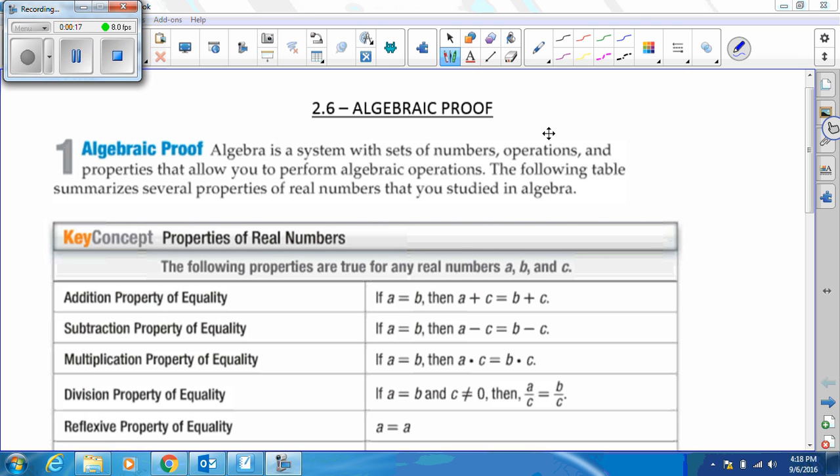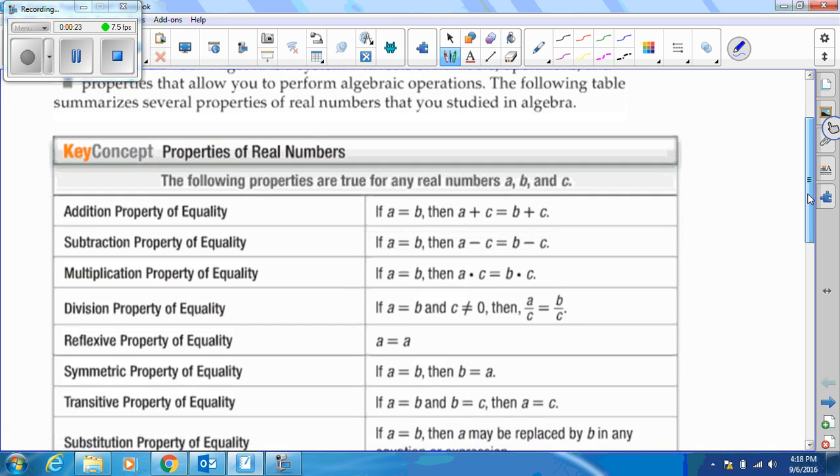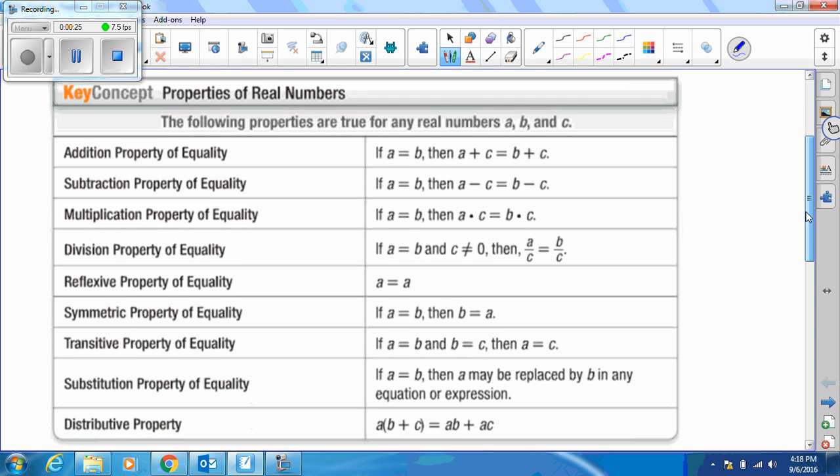First of all, this following table is going to summarize some properties of real numbers that you would have studied in algebra. And these are some properties that you're going to need to memorize. So we're going to be using these when we're doing some algebraic proofs. So the addition property is if you're adding the same thing to both sides of the equal sign. Subtraction property of equality is when you're subtracting the same thing on both sides of the equal sign.